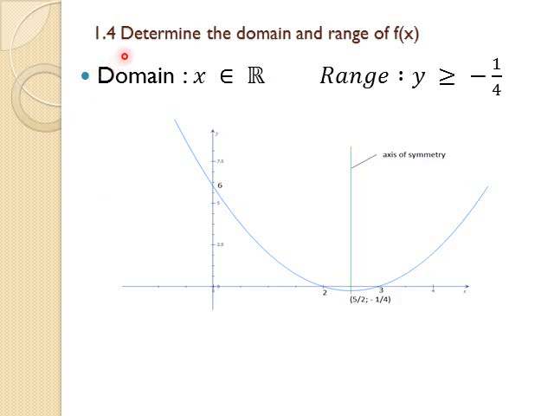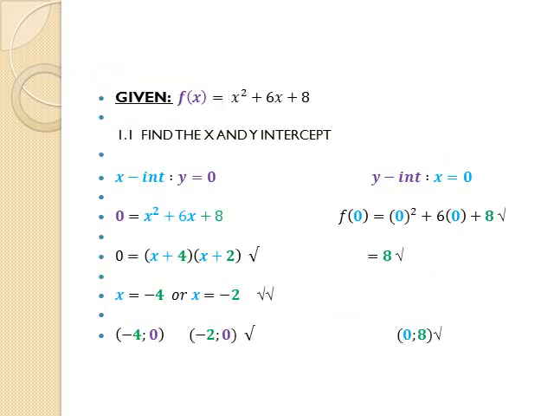So next question, 1.4, determine the domain and range of f of x. If we continue plotting this graph on both sides, it's going to touch all the x values from negative infinity to positive infinity. So x is an element of real numbers. For range, the graph turns at negative a quarter, and from there it's going up. Therefore, y is greater than or equal to negative a quarter. Right, let's look at the second problem.